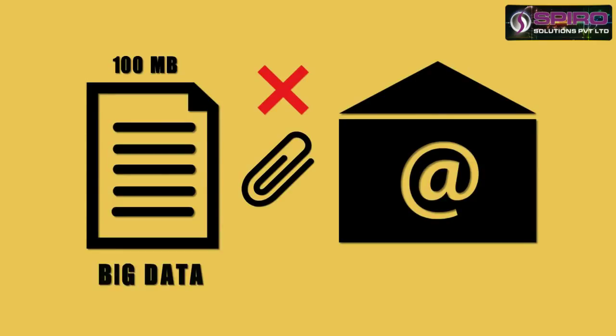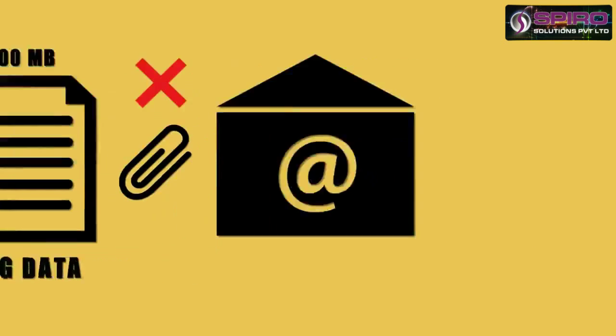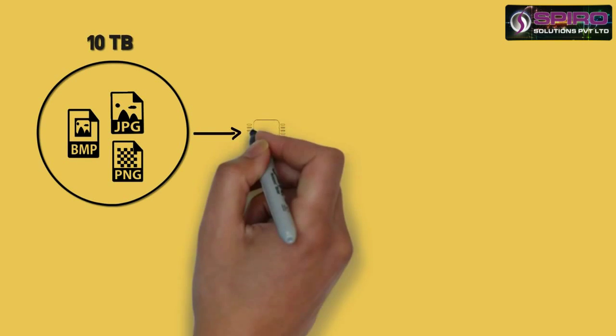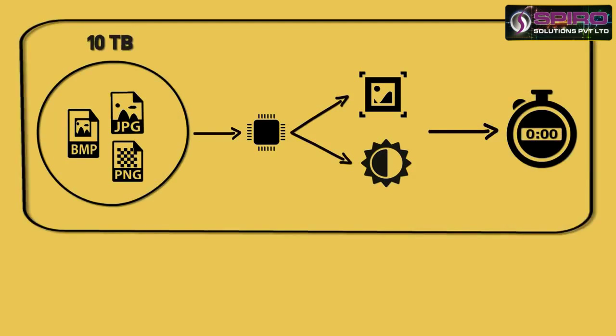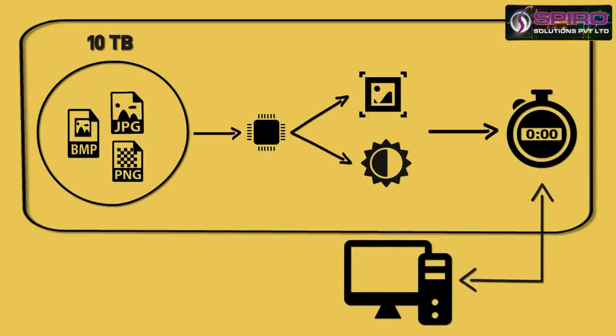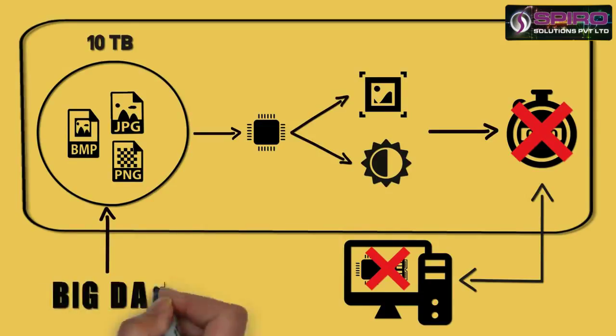Let me take another example and try to explain the term big data. Let us say we have around 10 terabytes of image files, upon which certain processing needs to be done. For instance, we may want to resize and enhance these images within a given time frame. Suppose we make use of the traditional system to perform this task, we would not be able to accomplish this task within the given time frame, as the computing resources of the traditional system would not be sufficient to accomplish this task on time. Therefore, this 10 terabytes of image files can be referred to as big data.